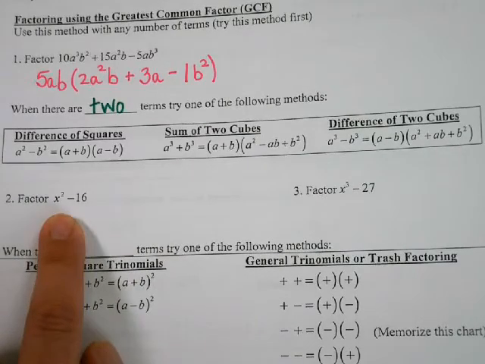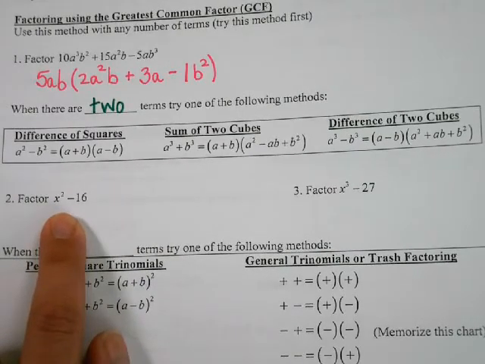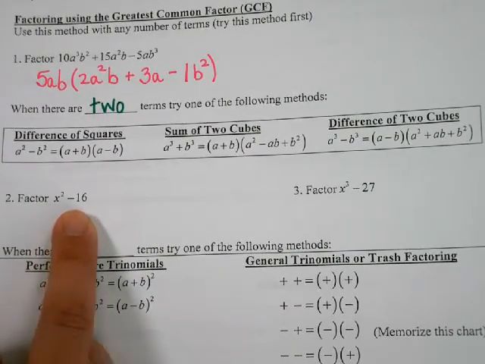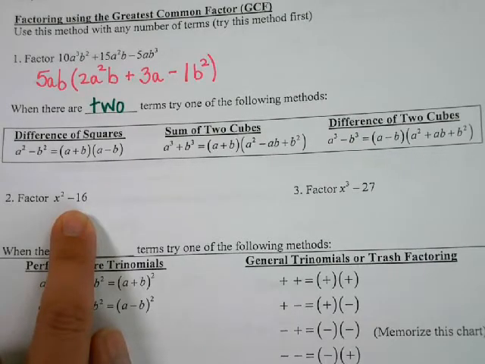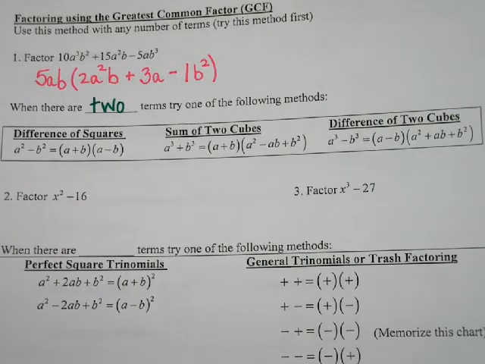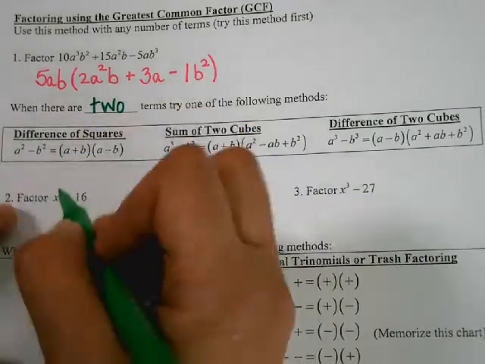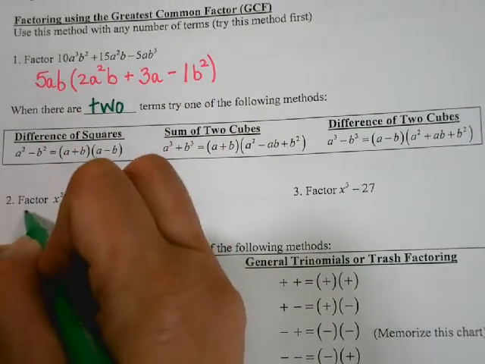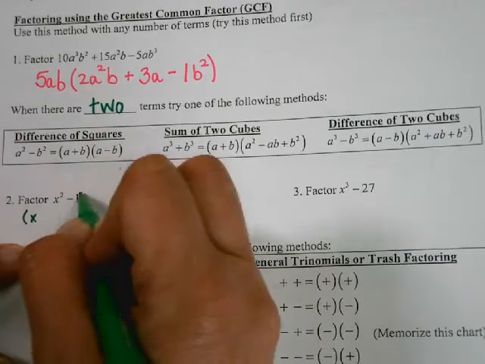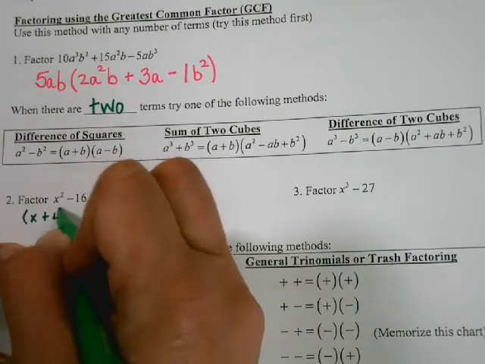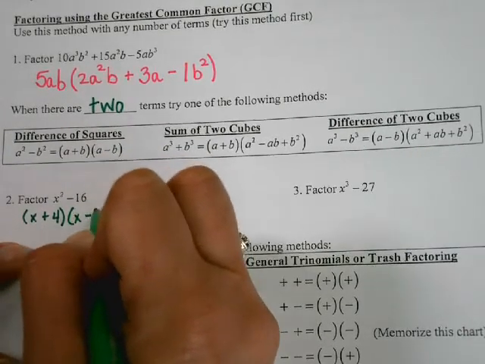For example, x squared minus 16. Is 16 a perfect square? Yes. What is the square root of 16? 4. So I'm going to factor this guy. I take the square root of both. Well, the square root of x squared is just x. So I get x plus 4 and x minus 4.